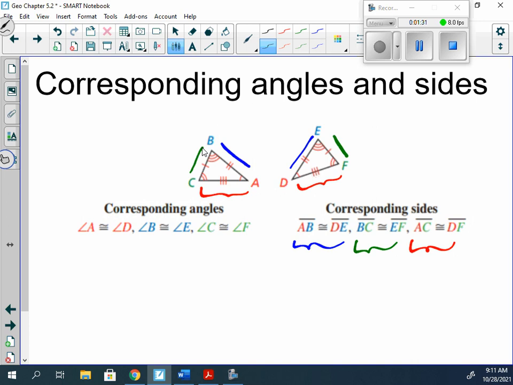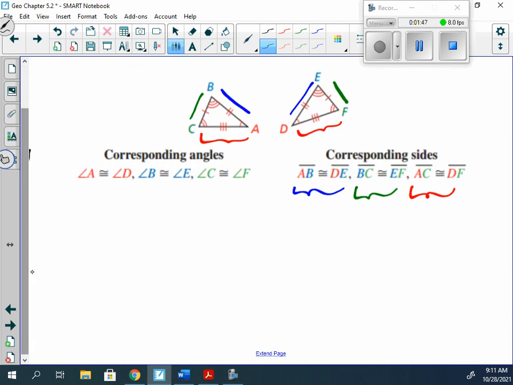Because of this, we can actually say that these two triangles are congruent to each other, because we can see that each angle matches up with an angle in the other triangle, and each of the sides are congruent. So we can say that these two triangles are congruent to each other.